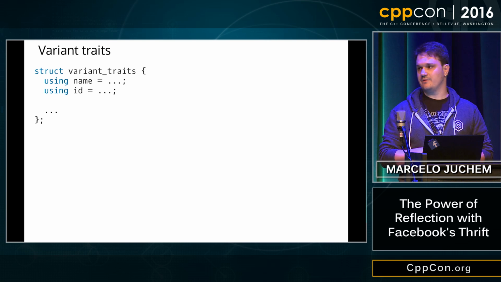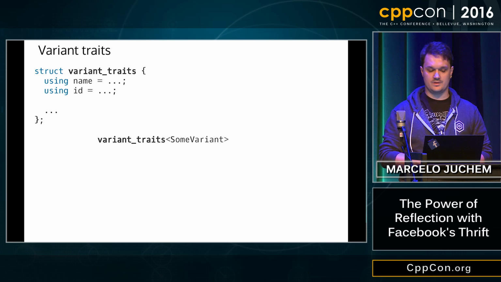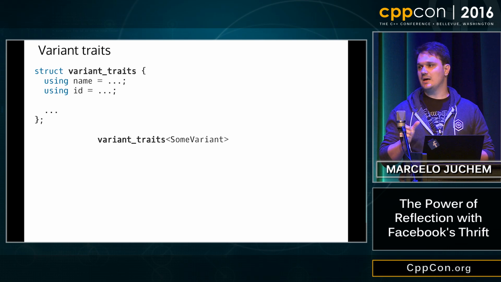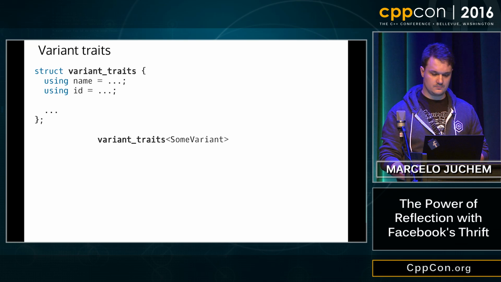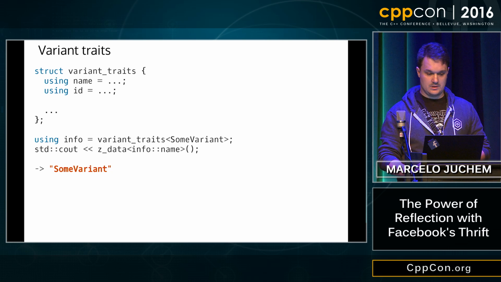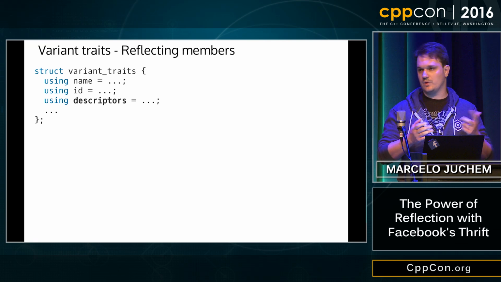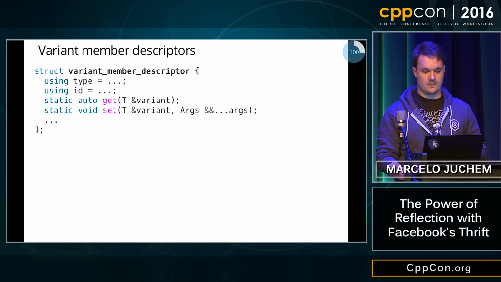The way we reflect variants is through variant traits. Basically, we can say instantiate the variant traits for this specific variant, and I can give you the name of the variant and also the ID, which is basically the enum that tells you which type is stored there. And you could say, for instance, print the name of this thing using zdata that we just saw. It also gives you descriptors for each of the members that can be stored in the variant. This is pretty similar to what the member descriptors are for structs, only that variants only store one thing at a time, while structs have all the members at the same time.